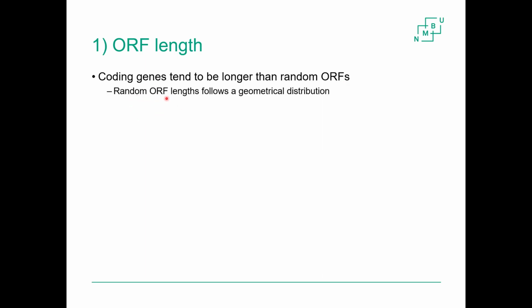So random ORFs follow a geometrical distribution. What is a geometrical distribution? Well, we have talked about previously the binomial distribution and coin flipping, right? This is also coin flipping, but in the binomial distribution, we first fixed the number of coin flips. We decided how many times we want to flip the coin. And then we flipped the coin and we counted how many successes or heads, right?